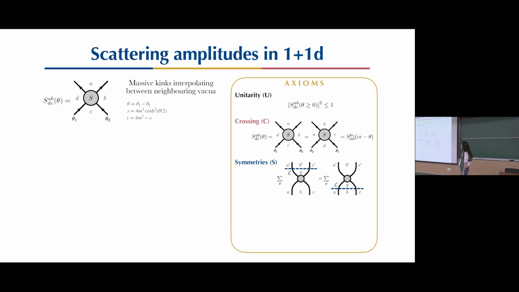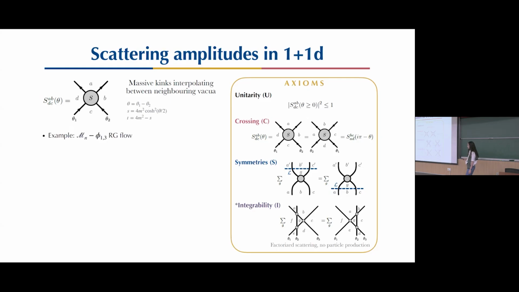So something like this. And finally, in case your theory is integrable, you should apply these Yang-Baxter equations, which tell you that higher point particle amplitudes are factorized into a sequence of 2-to-2, and you can do it in different orders. So with these axioms in mind, let's revisit these RG flows and the computation by Zamolodchikov.